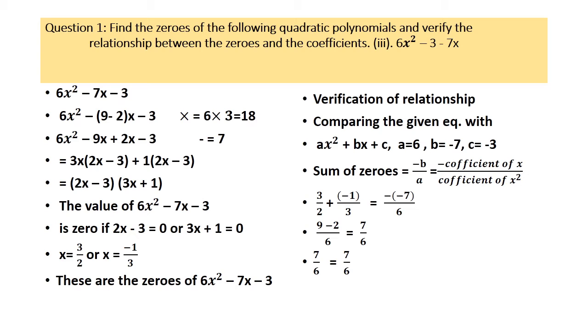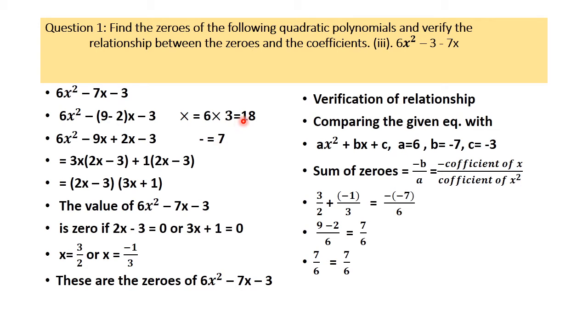Third part of first question: 6x² − 3 − 7x. This is the equation, 6x² − 7x − 3. Now we will multiply the first and last term: 6 into 3 is 18, and the sign of the last term is minus and the middle term is 7. Now we will take two numbers whose product is 18, and when we subtract them we will get 7.